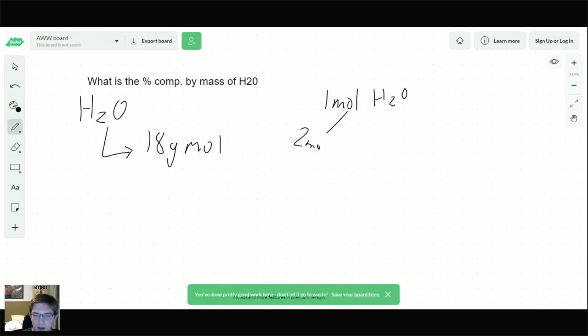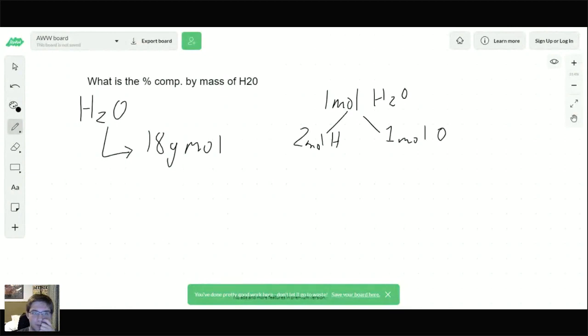We have 2 moles of hydrogen and 1 mole of oxygen. So does that make sense right there? That in 1 mole of H2O, we'll have 2 moles of hydrogen and 1 mole of oxygen. Does that make sense just right off the bat? Or have I lost you already?